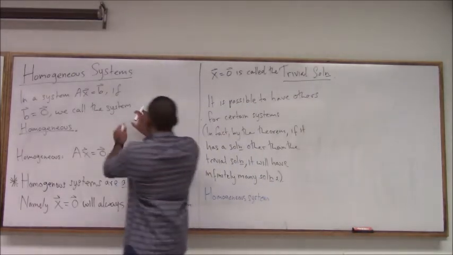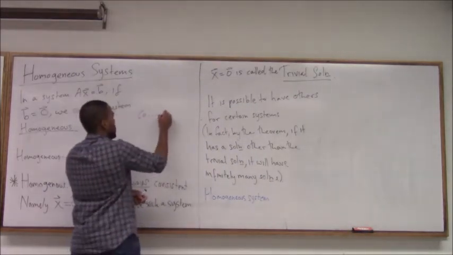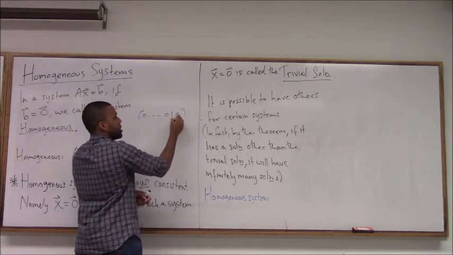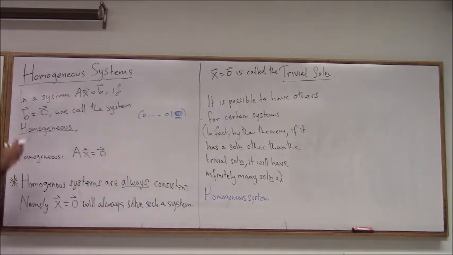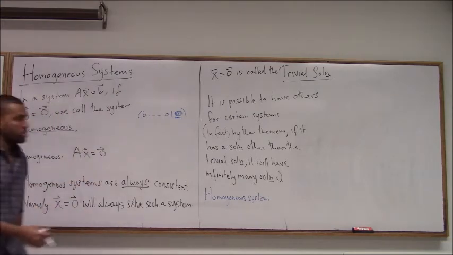Remember, in an inconsistent system we have a row that looks like this, right? That guy is always going to be a 0. So you'll never end up in a situation where you have a bunch of zeros giving you a non-zero number, because on the right side you always have zeros.